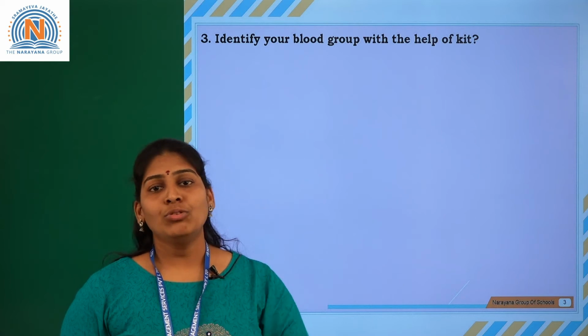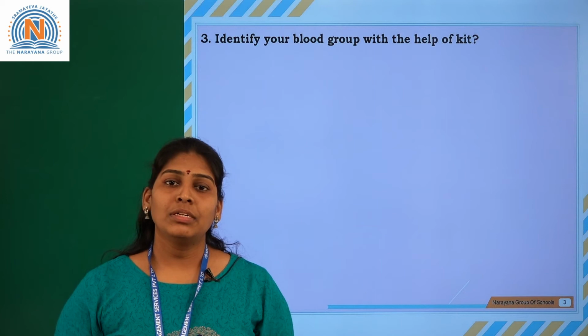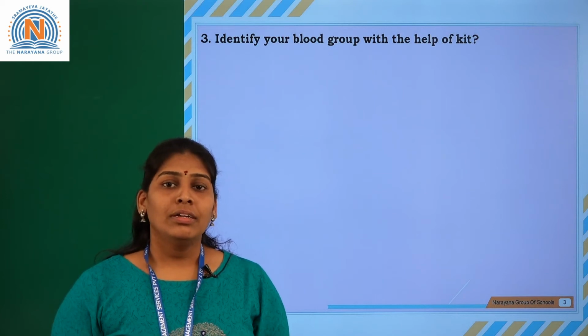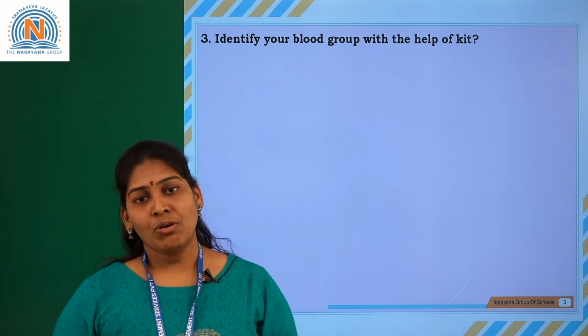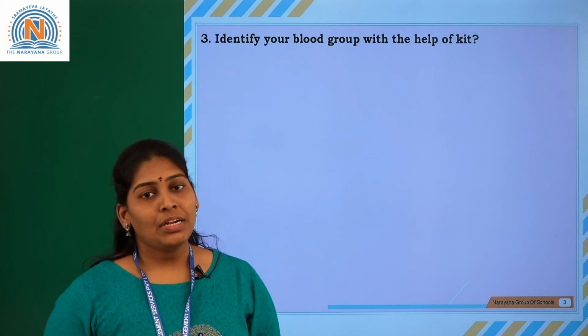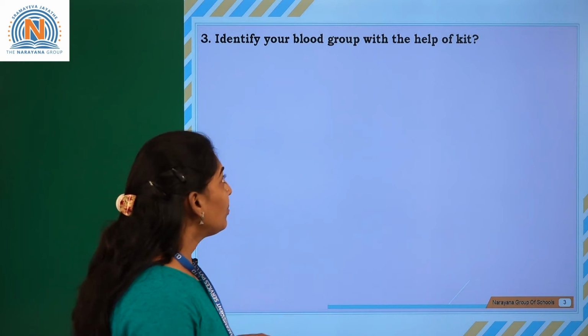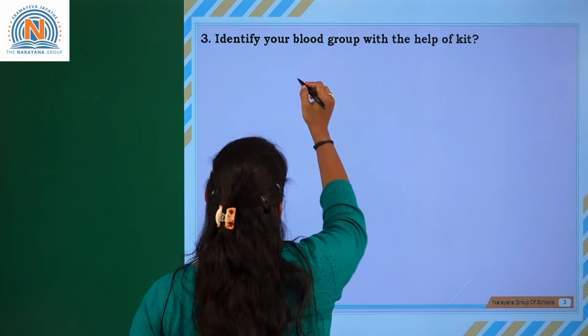Then we mix the samples using a toothpick, and if agglutination forms, it is positive. If agglutination is not there, it is negative. So let us see how this will be helpful for identifying your blood group.